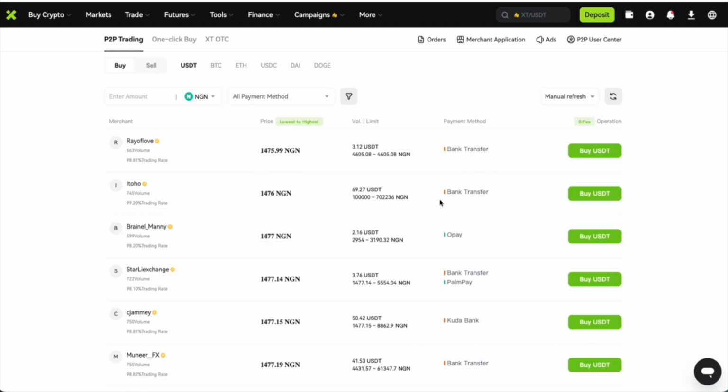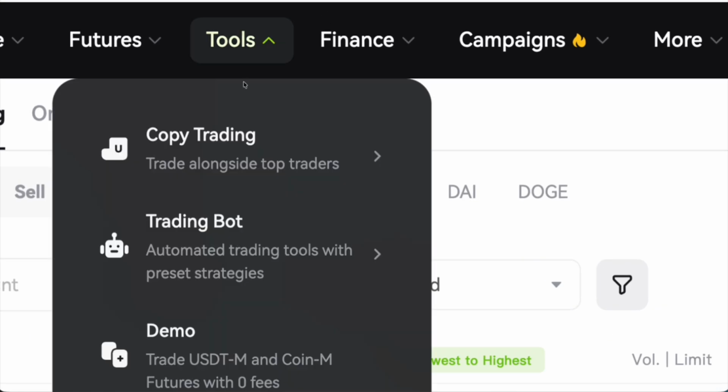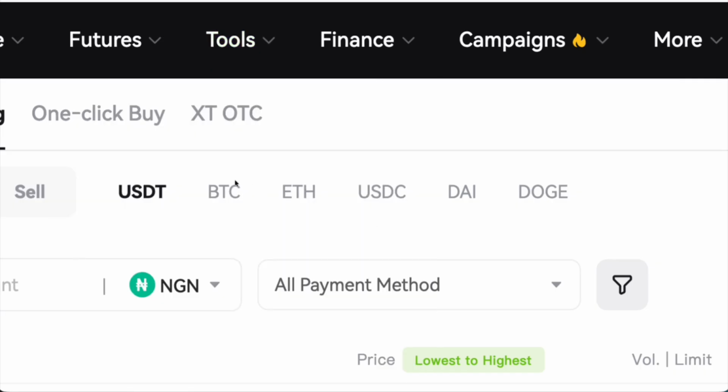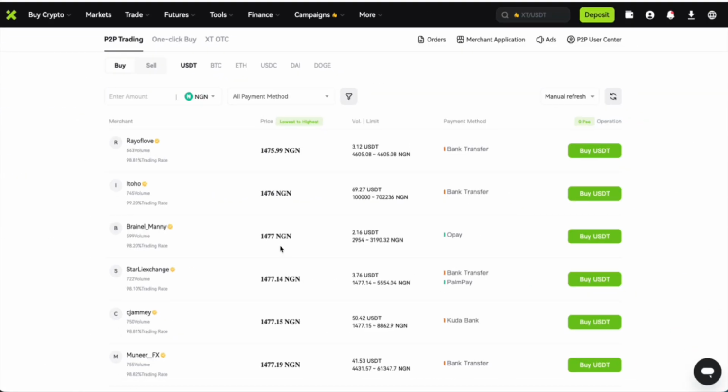Now if I want to buy crypto, let's say I want to buy USDT, I want to buy BTC, I want to buy Ethereum, I want to buy USDC, I want to buy DAI or Dogecoin. Any of these that I want to buy, I just come on the buy tab and then click on it. The most common is people first buy USDT and then they use USDT to buy other cryptos when the market goes down, or for those trading futures, they either buy or sell the market and the rest. So USDT is very common. So the process of buying USDT is the same process you use if you want to buy BTC or Ethereum.